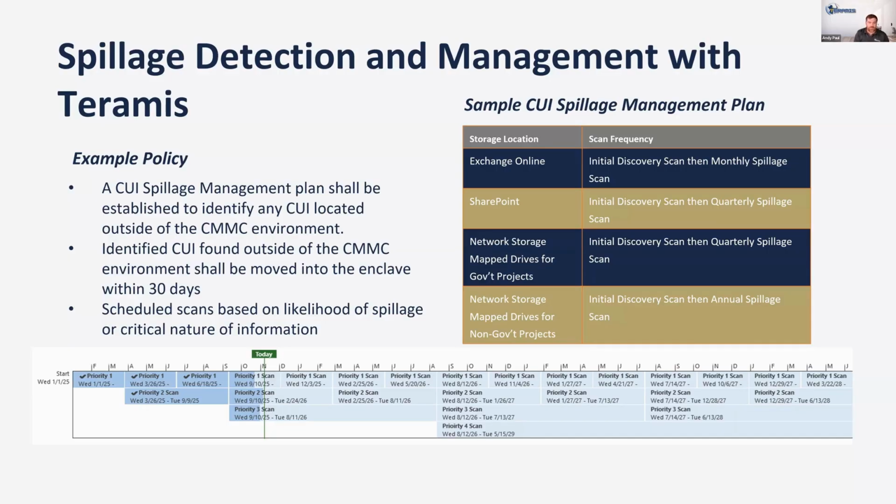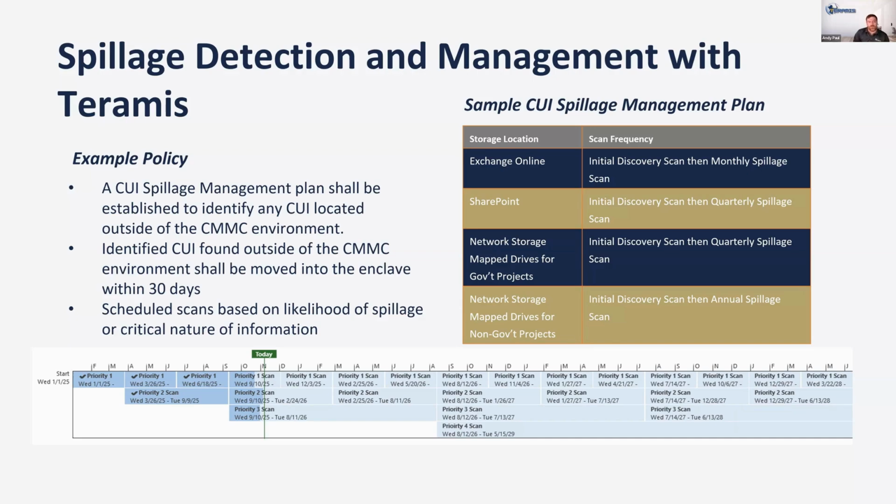If you've got an enclave, the highest likelihood place for spillage to occur is going to be the email addresses of users that have access over there. And then their OneDrives are going to be another high. So we want to scan those users that interact with CUI weekly or monthly, or really frequently.